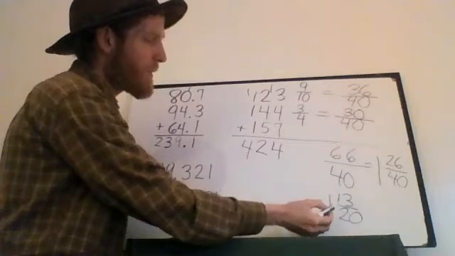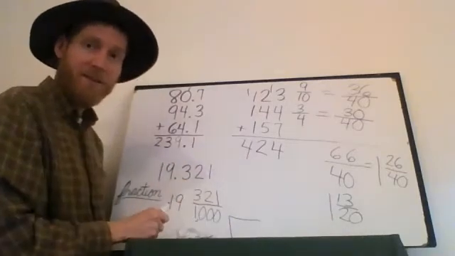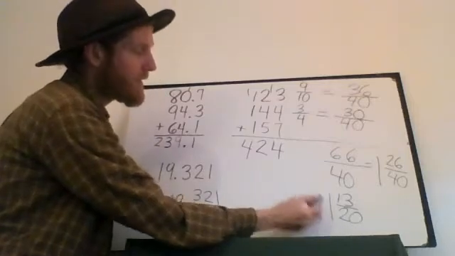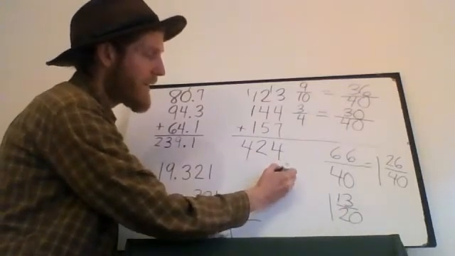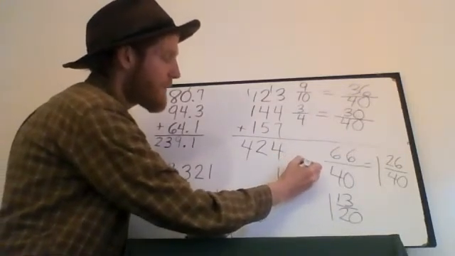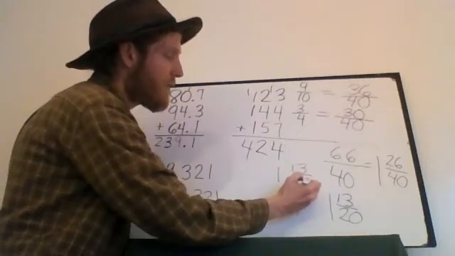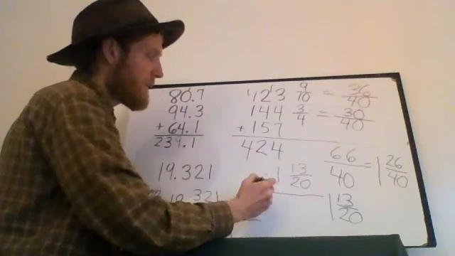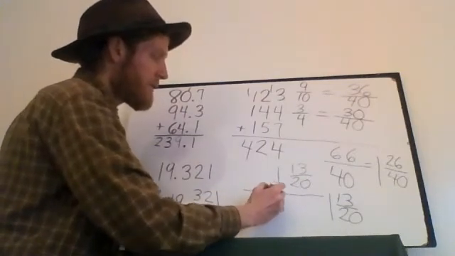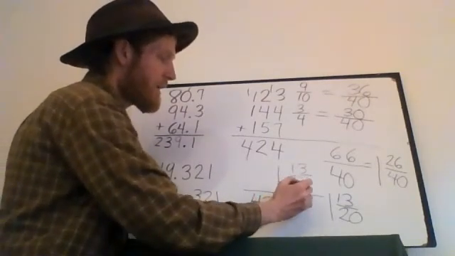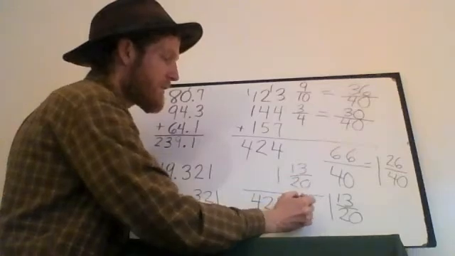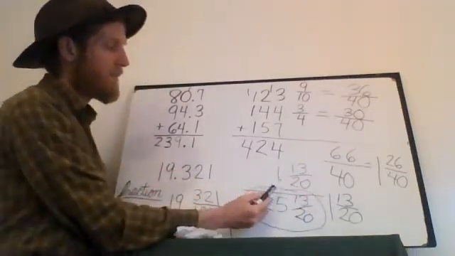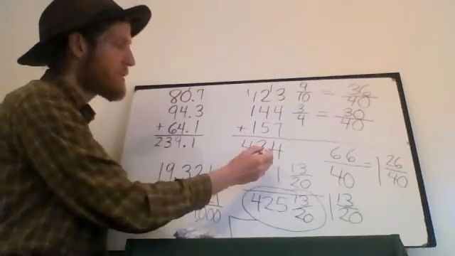All right. Now we've got our 1 and 13/20ths left, right? We have a whole number and a fraction we have to add to it. So let's add our whole number and fraction. And don't forget to add the whole number and fraction. Add that whole number to it. 425 and 13/20ths.